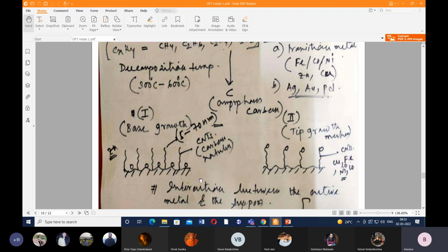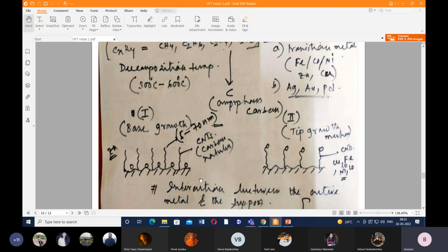So come prepared, okay? Carbon nanotubes, I have told you what is carbon nanotube and how one can synthesize carbon nanotubes. In both the cases, we can synthesize carbon nanotubes. However, in case of tip growth, the active metal will reside on the tip of the amorphous carbon or tubular carbon. However, in case of base growth, we have formation of carbon nanotubes, but the active metals will reside on the surface of the support material.